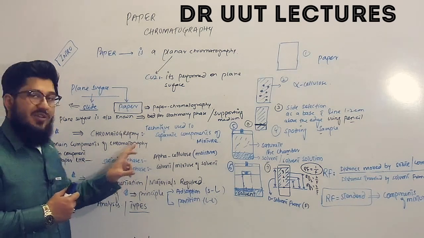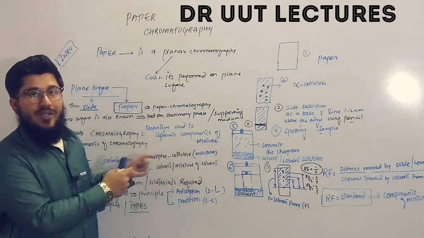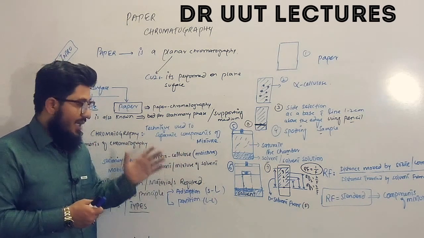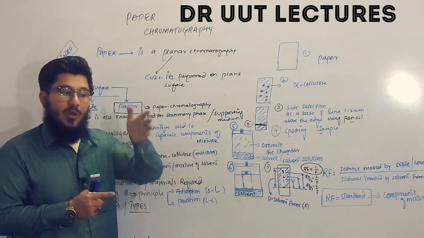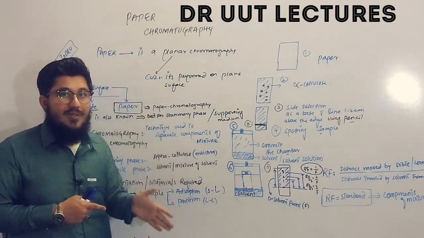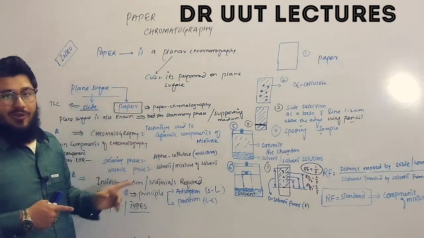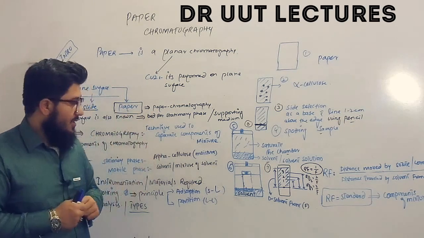Why? Because our stationary phase is liquid and our mobile phase is also liquid. So you can also call it liquid-liquid chromatography. Now this chromatography is going to be performed on a paper, so you can call it paper chromatography, and paper is a plane surface, that's why it can also be called planar chromatography. I hope it makes sense.